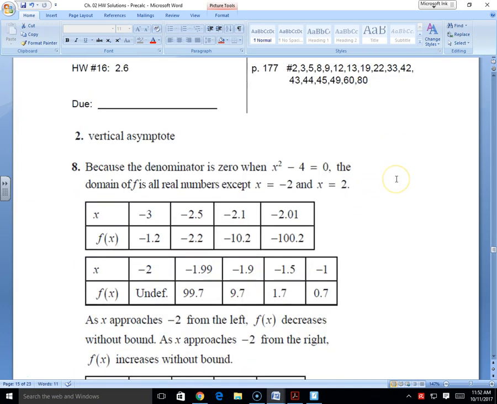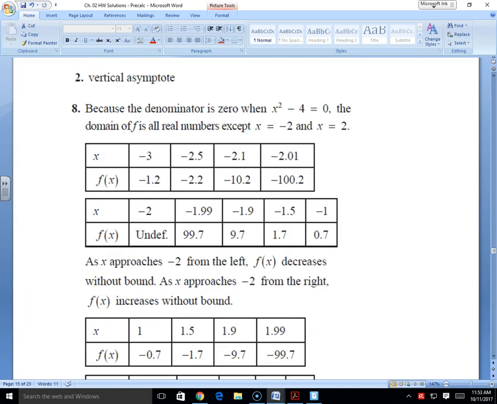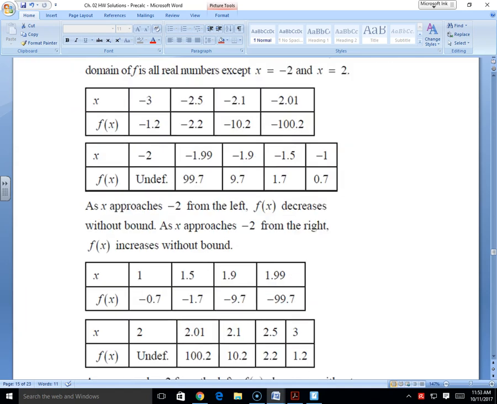Section 2.6. Rational functions. Number 2 is a vertical asymptote. Number 8, they decided to do the table way, which was okay, it wasn't bad. They did the table way. Coming from the left, my function is approaching negative infinity, or they would say decreases without bound. And coming from the right, they would say the function is approaching positive infinity.